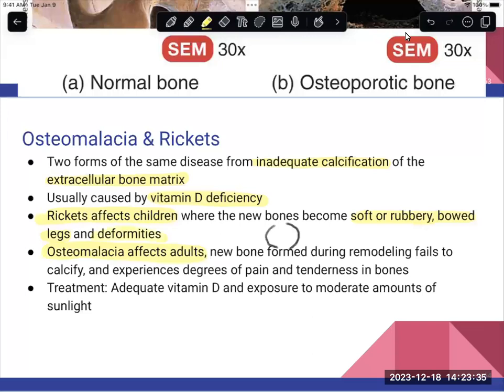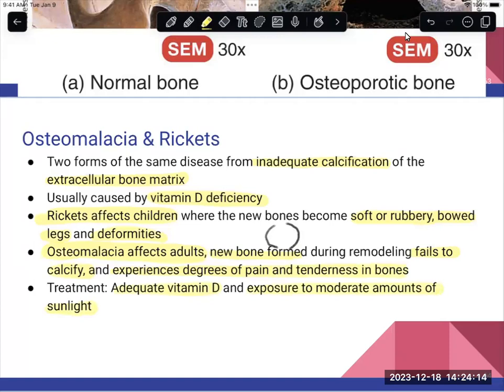In an adult, new bone is forming, but it doesn't calcify. It gets very painful and the bone is very tender to touch. So they make sure these people get enough vitamin D. And they need to make sure they're getting enough sunlight. Exposure to that sunlight allows your skin to make that vitamin D. That's a vitamin that our body can make if exposed to enough sunlight.